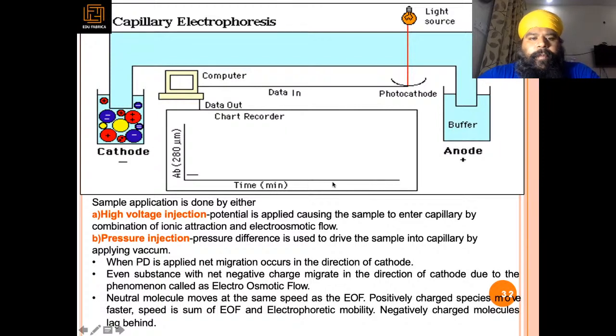The sample application is done either by high voltage injection or pressure injection. In high voltage injection, tension is applied, causing the sample to enter the capillary by a combination of ionic attraction and electroosmotic flow. Whereas in pressure injection, a pressure difference is used to drive the sample into the capillary by applying vacuum.